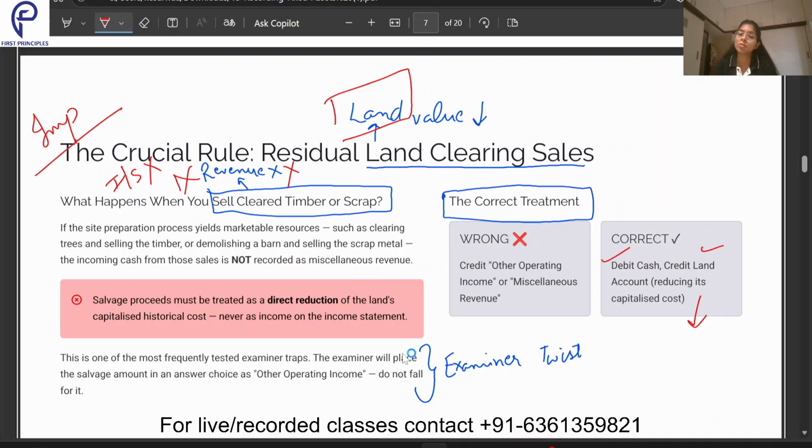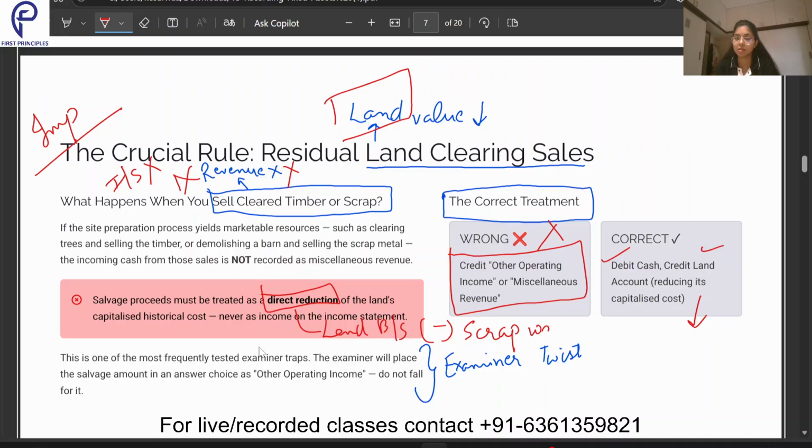It is wrong to show it as other income or miscellaneous revenue. It's not to be shown as operating income, other operating income, or miscellaneous revenue. Salvage proceeds must be treated as a direct reduction of the land's capitalized value. Whatever land value is there in my balance sheet, from that we reduce the scrap value, whatever cash we have got from the scrap we sold.